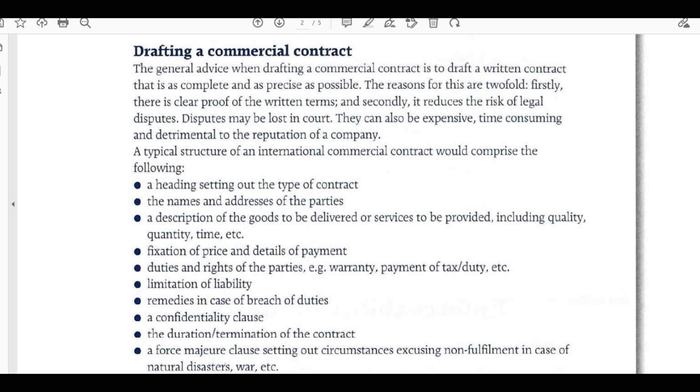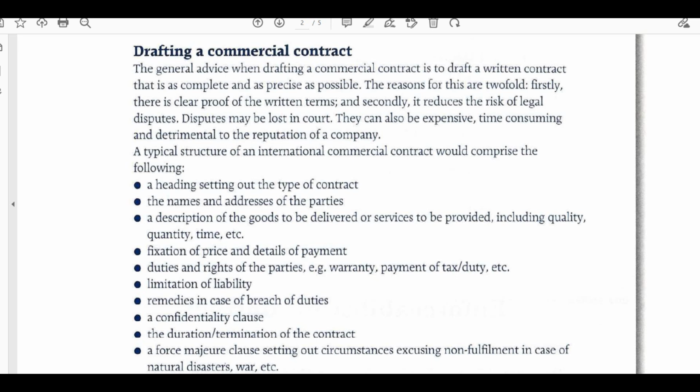A typical structure of an international commercial contract would comprise the following: a heading setting out the type of contract, the names and the addresses of the parties, a description of the goods to be delivered or services to be provided, including quality, quantity, time, and more. Fixation of price and details of payment. Duties and rights of the parties, for example, warranty, payment of tax, duty, responsibilities, and many more.